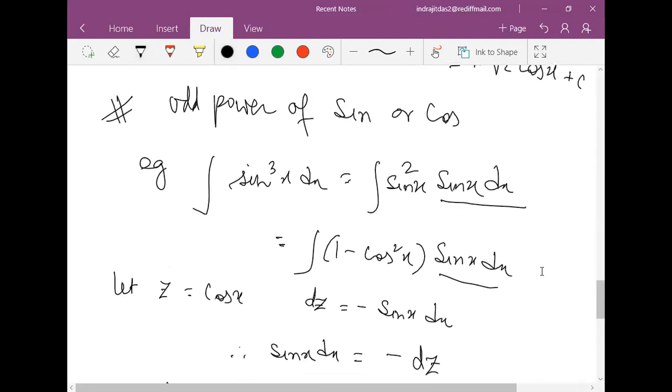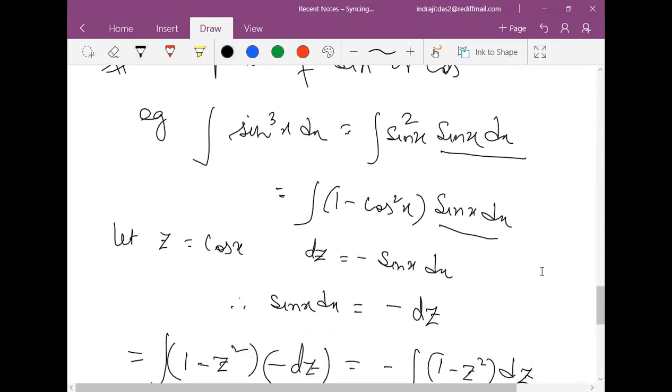Here lies an option. What option? Some of the authors are saying why not change to multiple angles. Sine cube x can be written using the sine 3x formula. I know, but I think this is an easier part. If it is sine cube x, sine 5x will also be done like this. Sine to the power 4 means we'll change here.